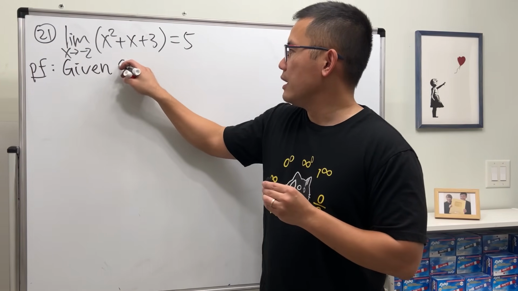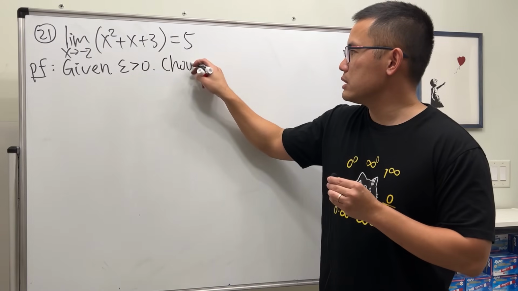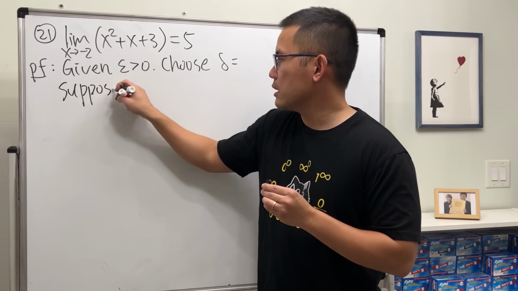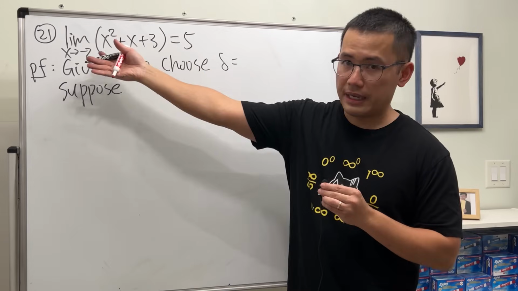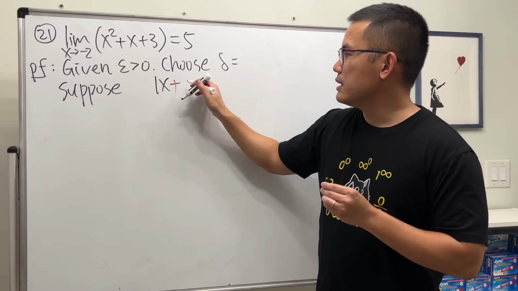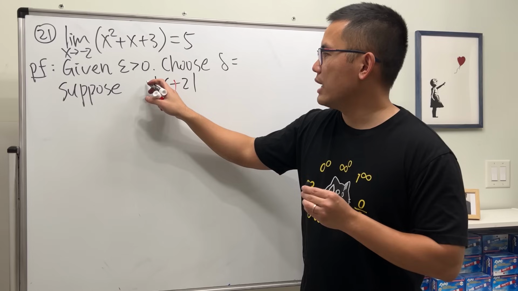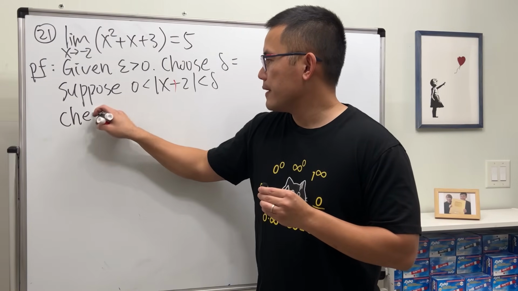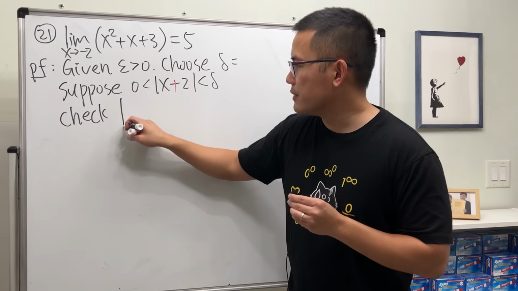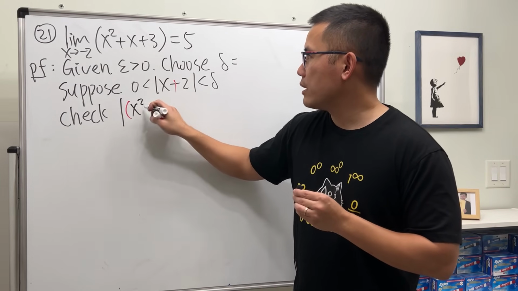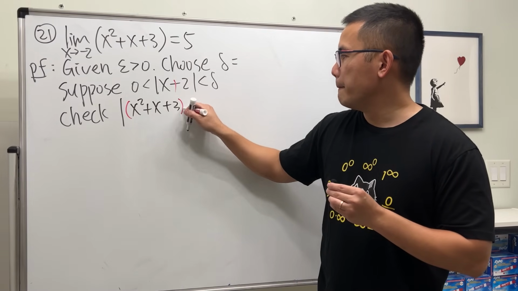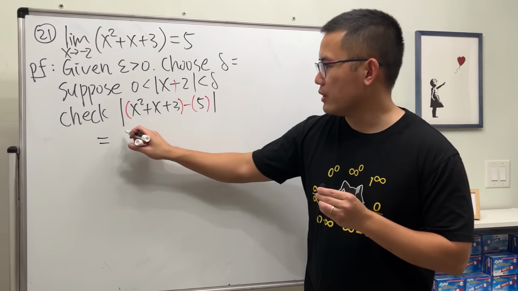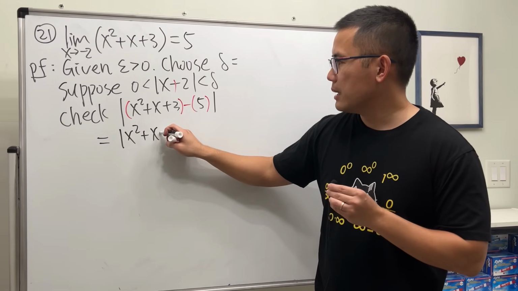Given epsilon greater than 0, choose delta to be something, and then suppose the distance between x and -2, so it becomes x plus 2 like this, is between 0 and delta. Check the distance between this and that, so absolute value, we have x squared plus x plus 3 minus 5. Alright, do the algebra. So absolute value of x squared plus x minus 2.